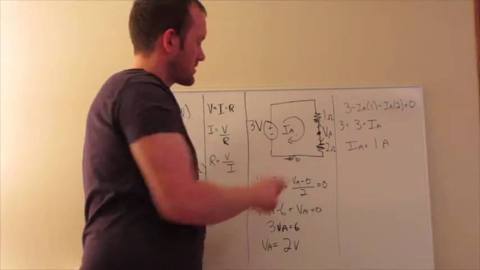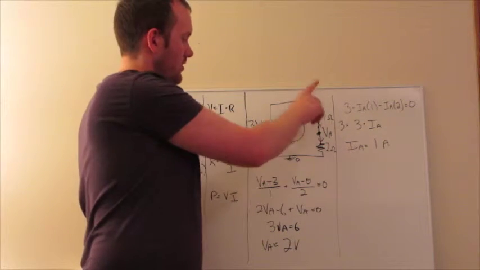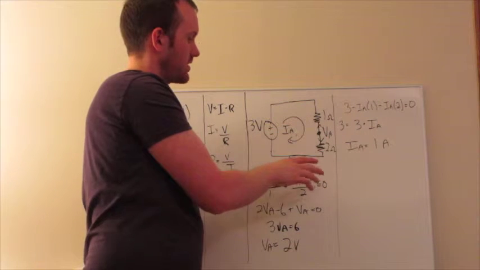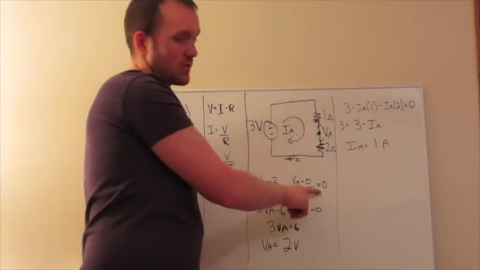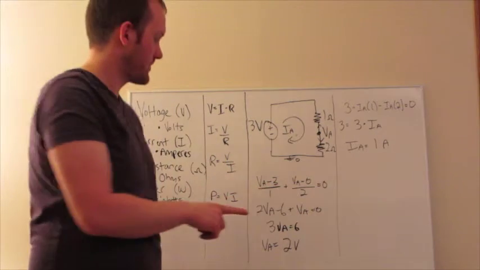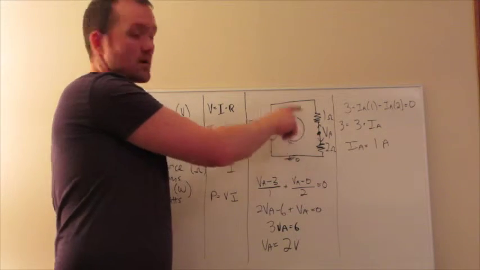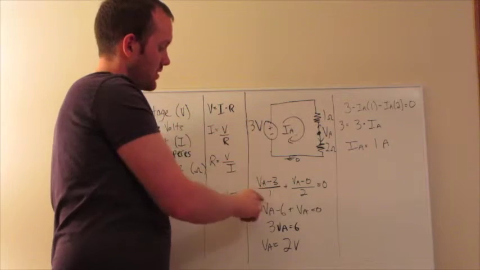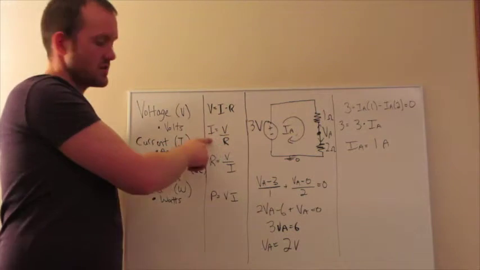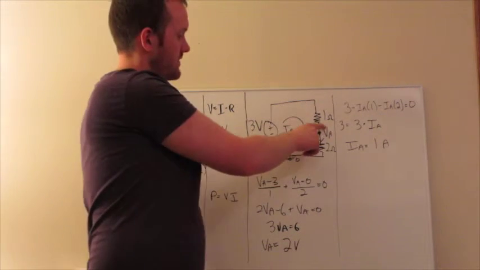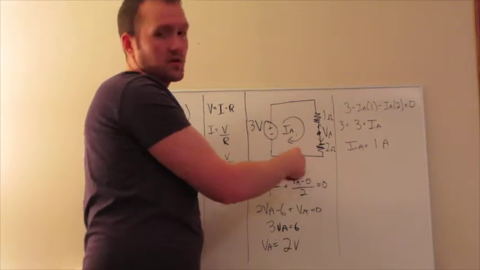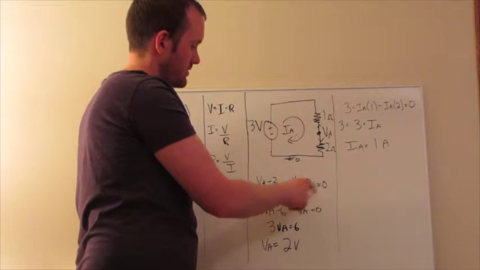So if we're going to use the current law, which says that all current that enters a node must leave a node, it's easier to just sum it leaving the node and make it equal to 0 to make the calculations a lot easier. So we're going to go VA minus 3 divided by 1. So this right here is the formula for current, V divided by R. And we'll have VA minus 0, this is the ground, divided by 2 equals 0.